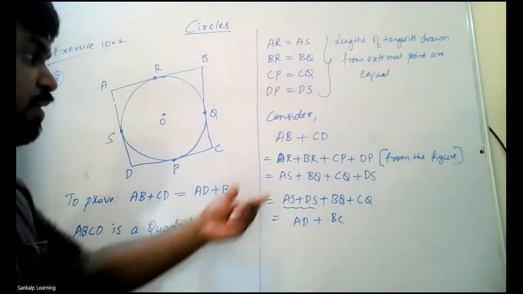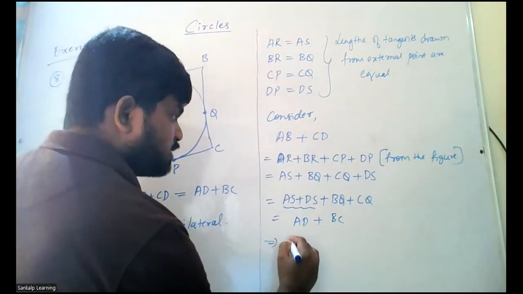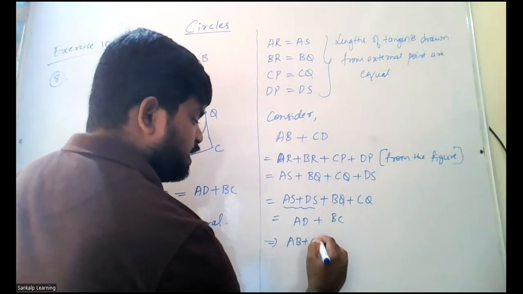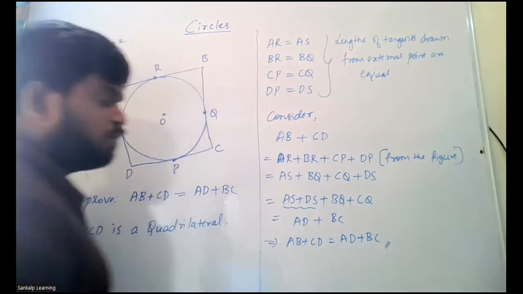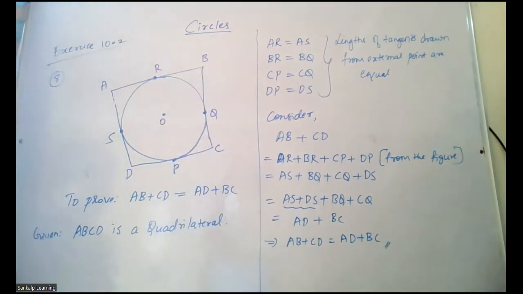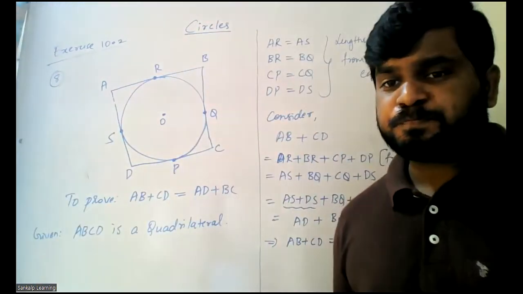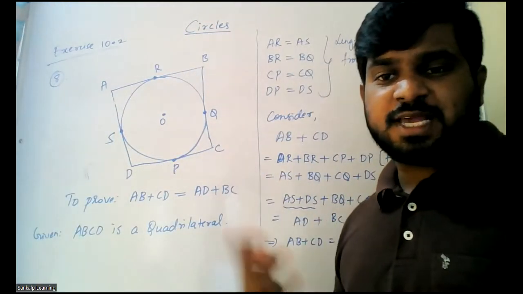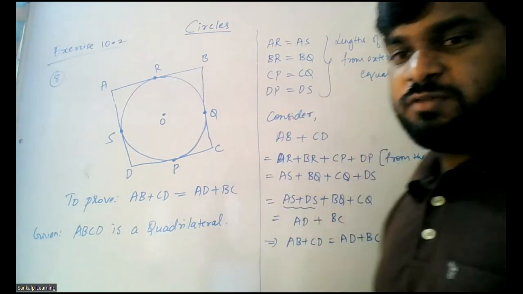Observe, we started with LHS and we have ended at RHS. This implies AB plus CD is equal to AD plus BC. Hence proved. A very, very simple question. What is it? We have to prove the sum of opposite sides are equal. So that's what we have done. How did we do it? Using the second property of tangent.